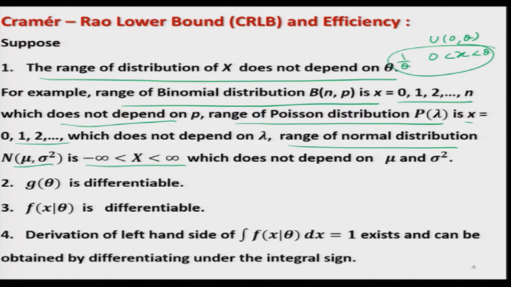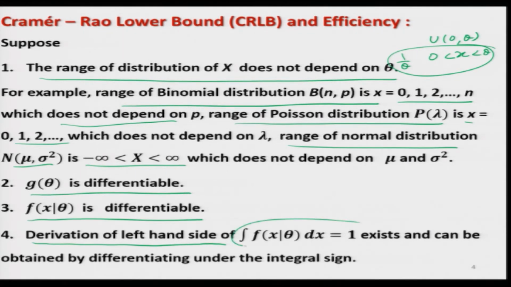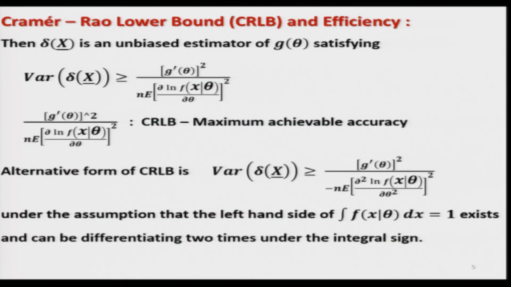Okay. So, the second assumption is that this g theta is differentiable, and the third assumption is that f x given theta is differentiable, and the fourth assumption is that the derivative of the left hand side of this quantity, that is the integral of f x theta dx, exists and can be obtained by differentiating under the integral sign. You know that you cannot take the differentiation sign inside the integral sign just as such. There are certain rules which govern it. So, we are not going into that detail, but we are assuming that all these conditions hold true, and believe me, with most of the standard probability density functions and mass functions, these conditions are generally true.